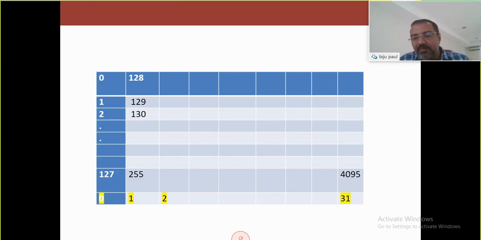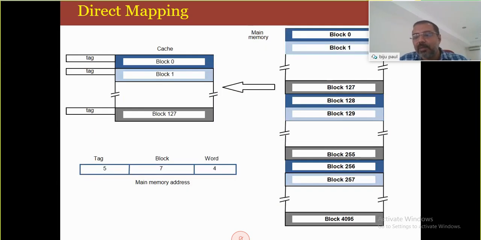So to address which among these 32, I need these 5 bits, and that is called tag bits. Hope it's clear. Let me make it very fast once again. The least significant 4 bits are used to identify which word in each block. Then the 7 bits, 2 raised to 7, that is 128, are used to identify which block it is. Then the 5 bits are the tag to identify which among these 32 is there.